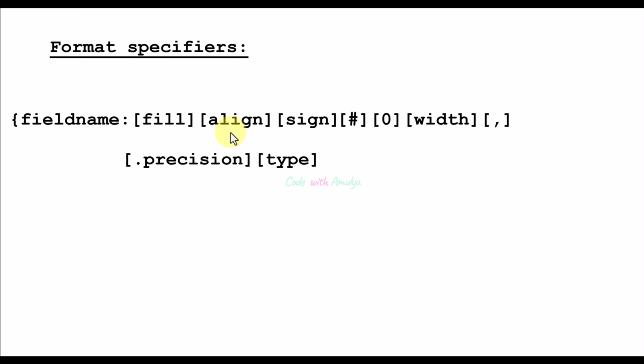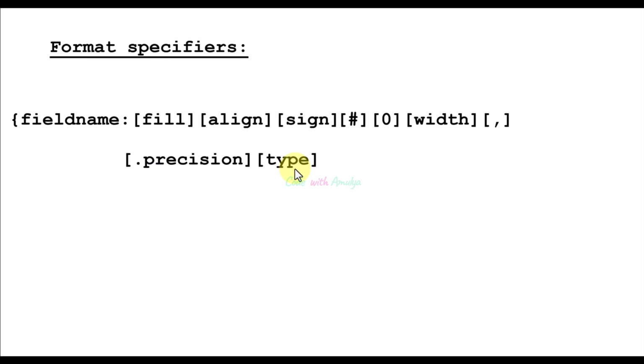Next is the sign field. Sign controls how positive and negatives are displayed when formatting numbers. Then the hash symbol modifies the output format of numbers in specific ways. Then 0, this is the 0 padding field. Then width is the minimum total field width. Comma is a separator. And precision is, for floats, the number of decimal places, and for strings, the maximum characters. Type stands for format type.